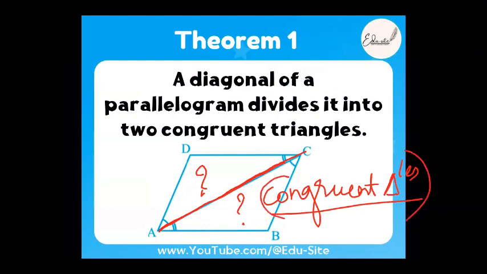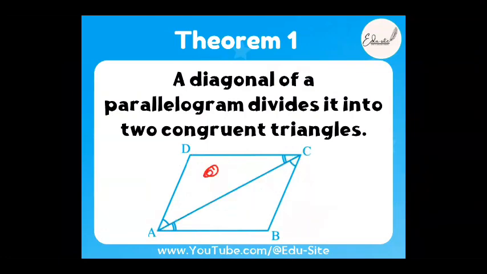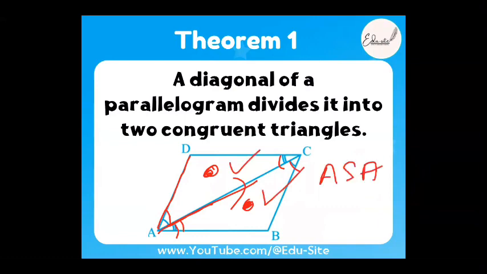It states that the diagonal divides the parallelogram into two equal halves, two congruent triangles. How did we prove this theorem? We had to prove it through a postulate, right? We took this one as a common side, and these angles are alternate angles, and these angles are alternate angles. So with the ASA postulate, we proved that this triangle is congruent to this triangle, right?